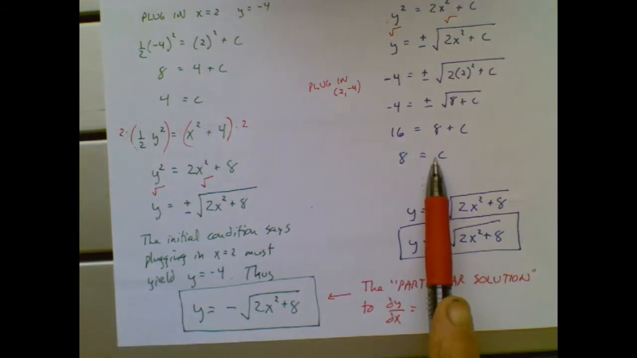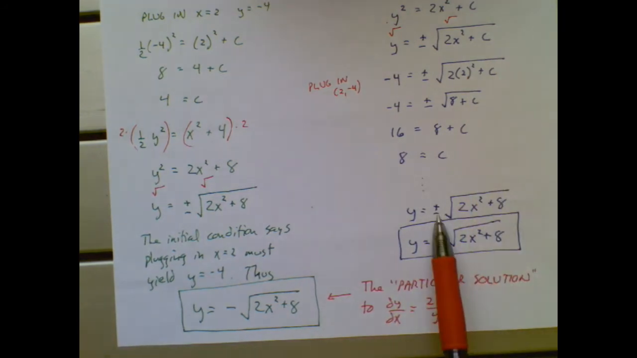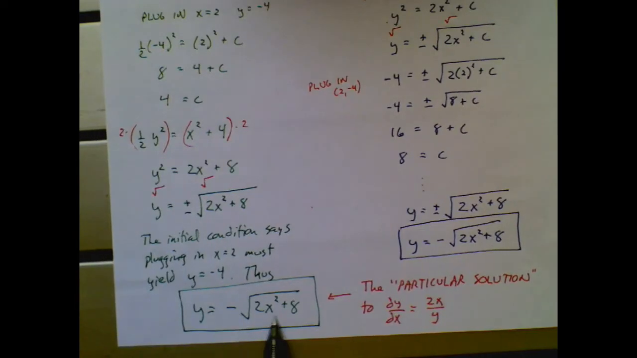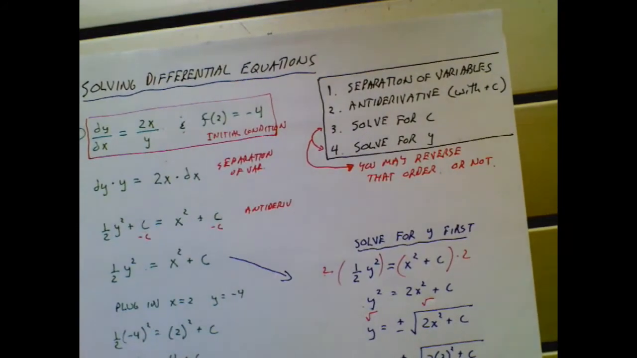So now I take that C equals 8, I go back into my y equals and I replace it, and I have that same plus-minus dilemma. I need to use the minus, and I end up with the same answer here as I did here. Different path, same answer. Okay, we're going to take these steps and do one more problem.